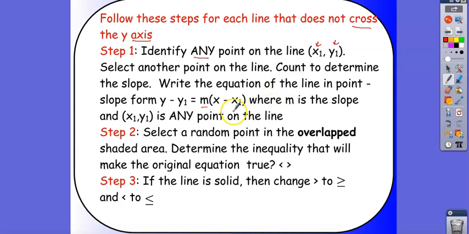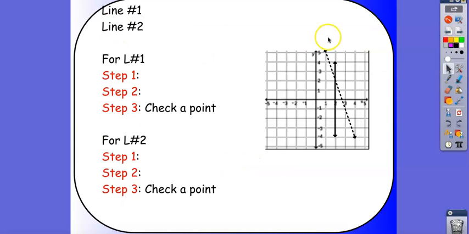Okay, now that's just writing the equation of the line. Then you're going to have to figure out what the inequality is, because we're looking at a region. So again, you're going to select a random point, and you're going to determine the inequality that will make the original equation true. That's what that new software, so we'll see how it goes.